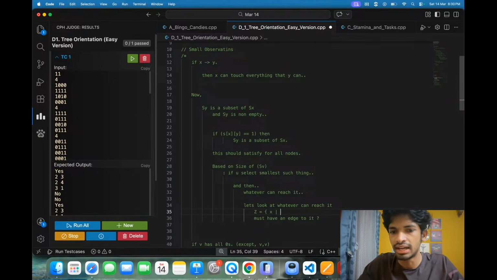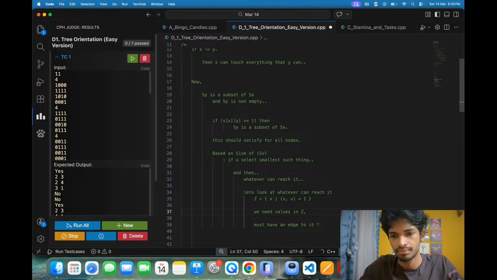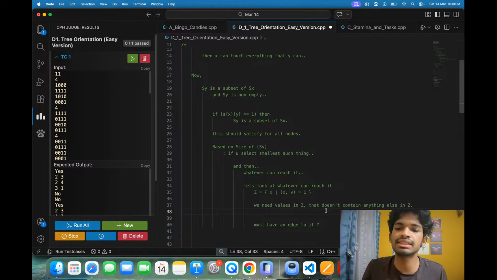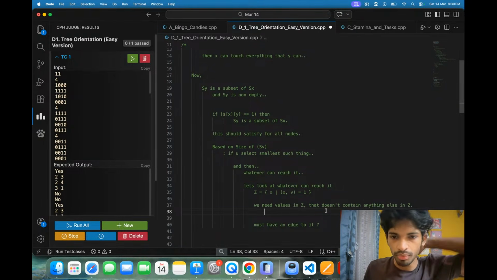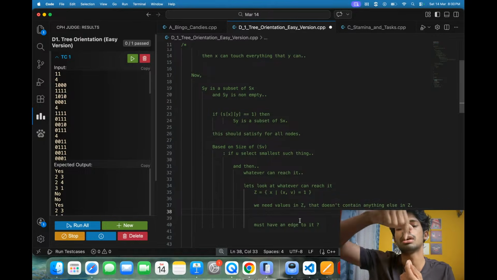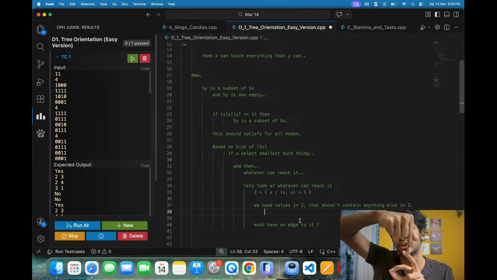U X such that X comma V equals to 1. Okay. So we need values in Z that doesn't contain anything else in Z. I mean, you get what I mean? We need values in there that doesn't contain anything, because if you see those direct ones, they cannot reach anything else, the immediate ones, but everything else can reach this one.